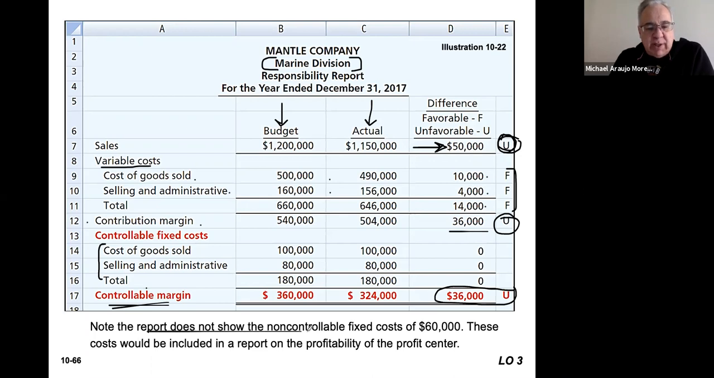So this report does not show what's called non-controllable fixed costs of 60,000 because it's not controllable. And responsibility reports are really all about what managers can control.